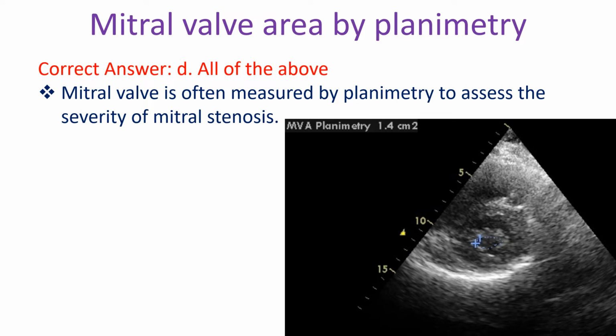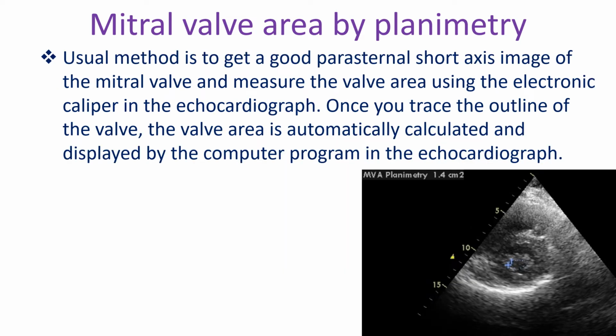Mitral valve area is often measured by planimetry to assess the severity of mitral stenosis. The usual method is to get a good parasternal short axis image of the mitral valve and measure the valve area using the electronic caliper in the echocardiograph. Once you trace the outline, the valve area is automatically calculated and displayed by the computer program in the echocardiograph.